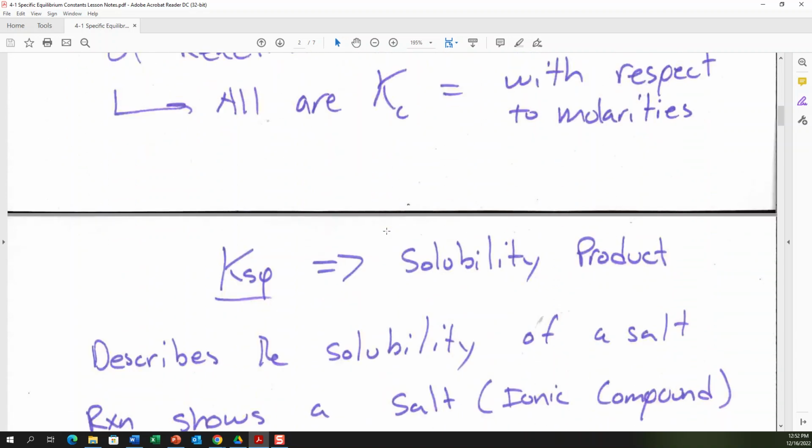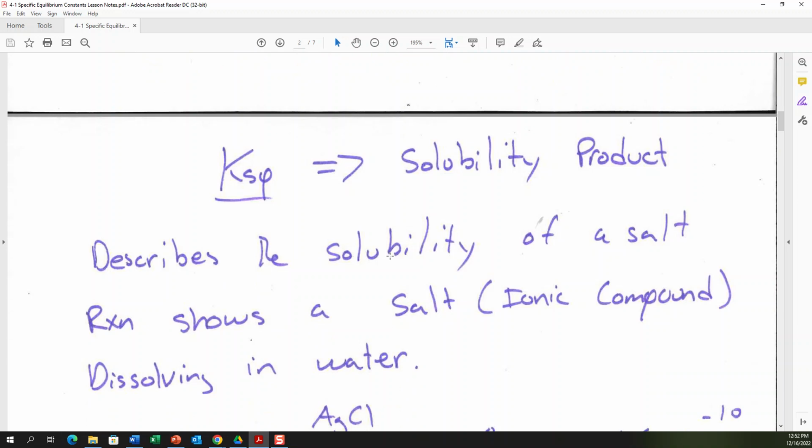So the first one we're going to do is Ksp because that's one we're really going to focus on in this unit, in Unit 4. When we get to 4-4, it's all about Ksp. Unit 5 will be all about Ka and Kb and Kw because that's acid-base chemistry. So Ksp. The sp stands for the solubility product. So if you're asked for the solubility product, you're asked for the Ksp.